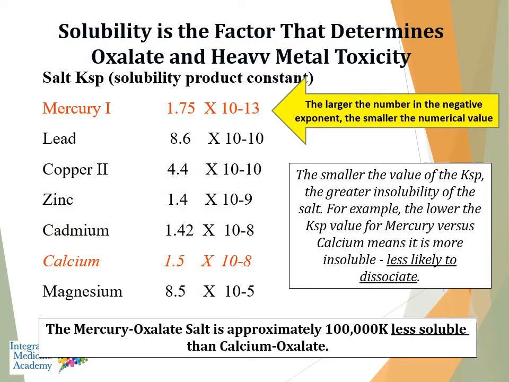And so dietary intervention is key in reducing oxalates, but also treating underlying fungal problems is important too if they exist. It's known that oxalates can interact with calcium and other minerals, but they can also interact with metals such as mercury and lead. In fact, the mercury oxalate crystal or salt is approximately 100,000 times less soluble than calcium oxalate salt.